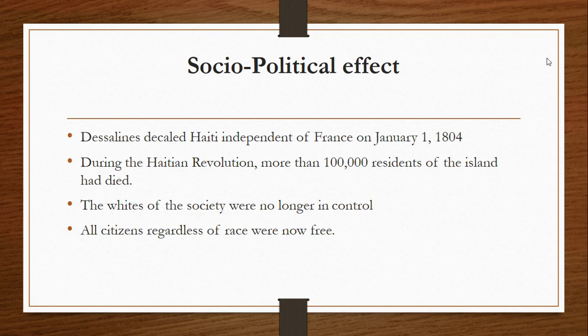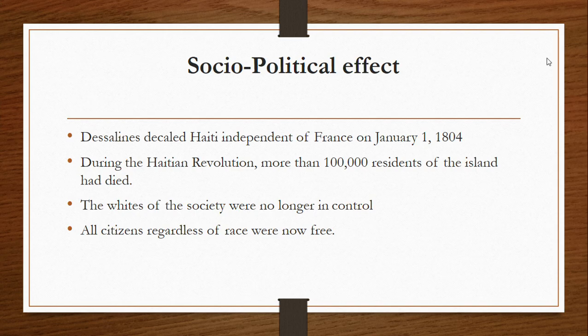Next, the whites of the society were no longer in control. This is a political effect because the society, like most other societies of the time, was controlled and run by the prominent white population. There were governors, there were leaders, they had the wealth, they had the influence. Now, with the Haitian Revolution, the whites were expelled from Haiti and it was now a black-run state.